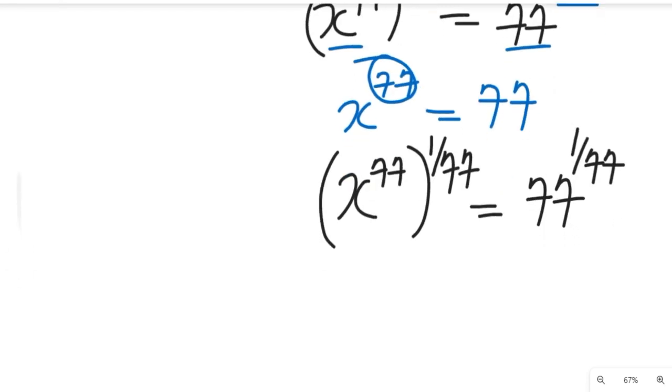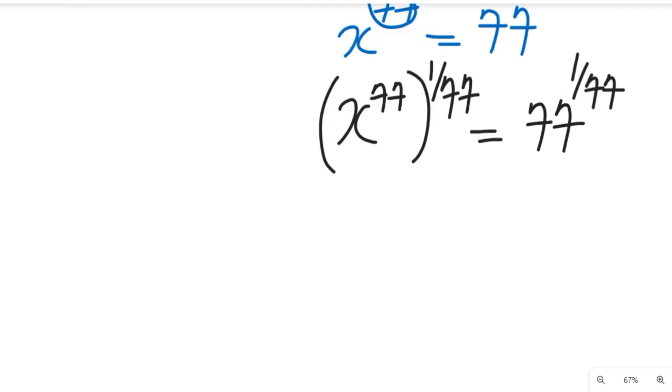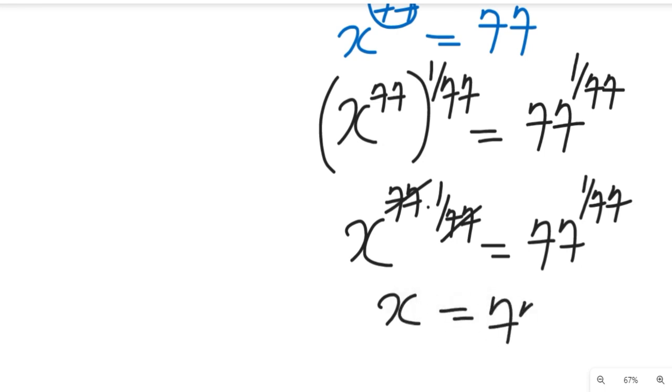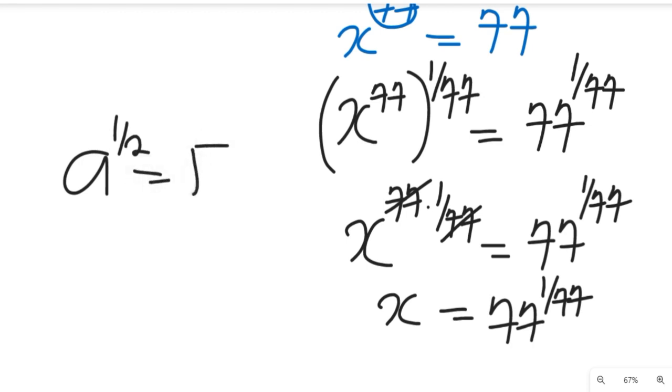Now, according to the law of indices, the powers will multiply. So we'll have x to the power of 77 multiplied by 1 divided by 77, and this will be equal to 77 to the power of 1 divided by 77. So this will clear this, and we'll have our x equal to 77 to the power of 1 divided by 77. Now recall that if you have a to the power of 1 divided by 2, it is equal to the square root of a.